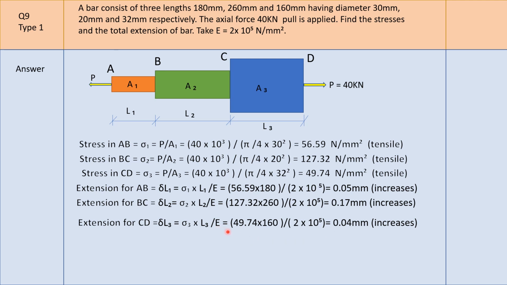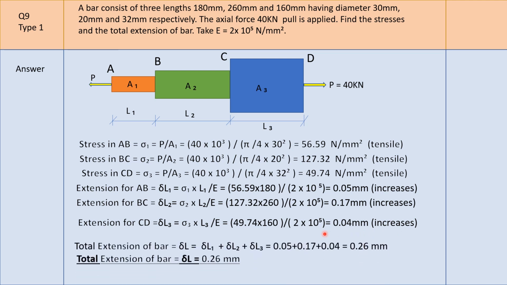Now take your calculators in the hand and start pressing the buttons. Bracket open, 49.74 into 160 bracket close divided by bracket open 2 exponential 5 bracket close is equal to, see, are you getting the answer? 0.04 mm. And now this is also tensile force, so there is increase in the length.